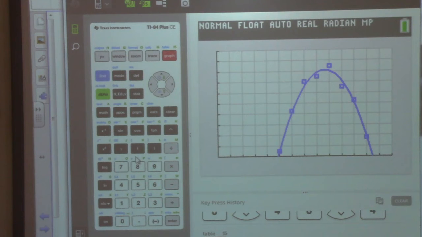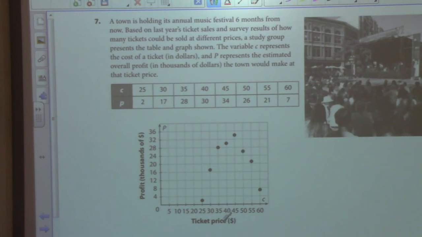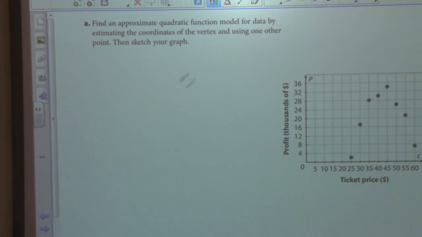Does that match pretty well? Yeah. Okay, what I want you to do, kind of as an extension of this, I appreciate it, Abigail, I want you to go ahead and take this right here. Remember where we said find the vertex? In fact, it's here, part A. Find an approximate function model for the data by estimating the coordinates of the vertex and using one other point. Then sketch your graph. So I want you to do that on part A, and I'm going to choose somebody randomly for part A, okay? So find a vertex and one other point and try to do what we did on Wednesday.